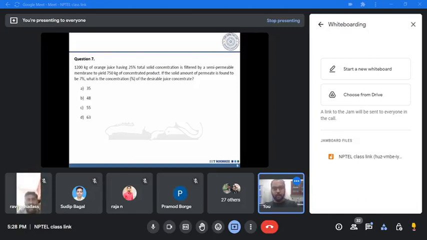Feed upon solid concentration in permeate minus solid concentration product. Okay, so this will give the answer, like quantity upon.